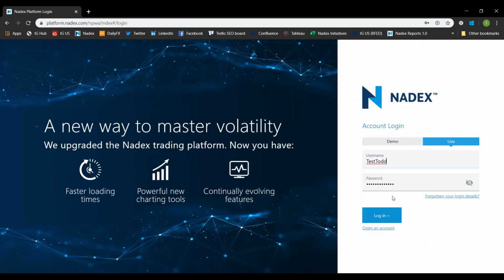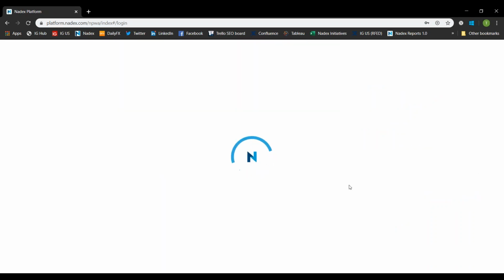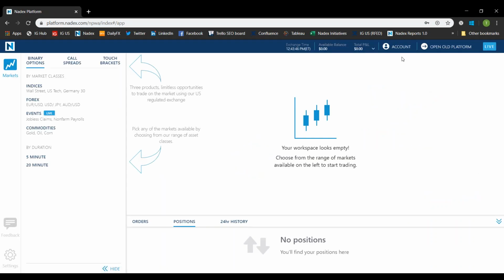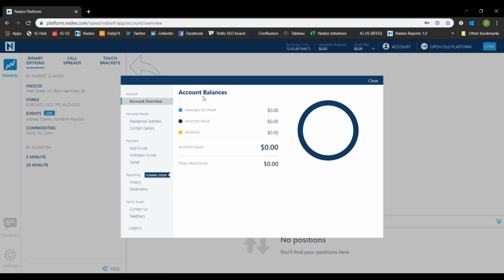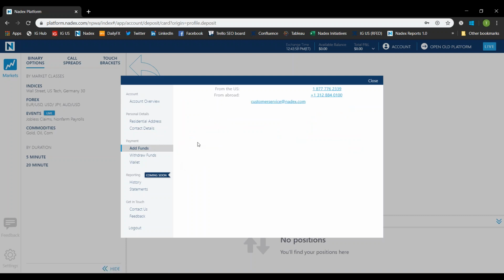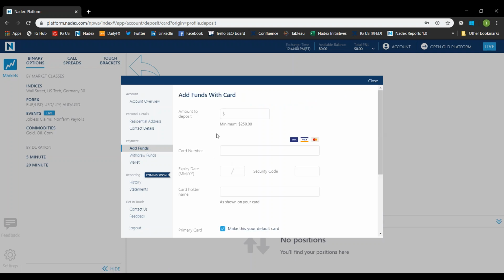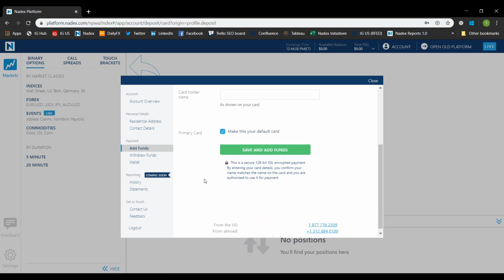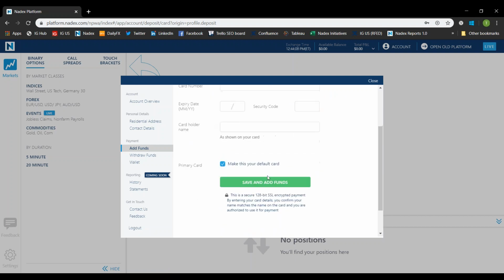For you guys here, let me go into my test live account, and it is kind of nice for you to see. If I go into my account and I want to add funds to my account, or if you wanted to add funds to your account, you simply click Add Funds. Adding them through a debit card is actually pretty straightforward. You enter in your information, and any funds that you deposit through your debit card are available immediately. You just put in your information, you hit save, add funds.